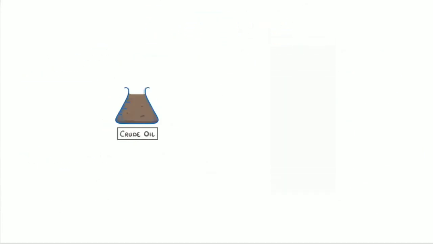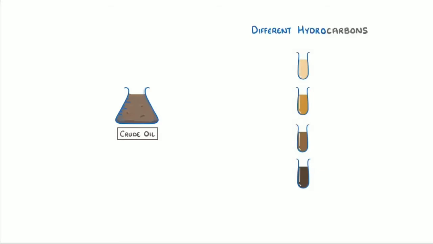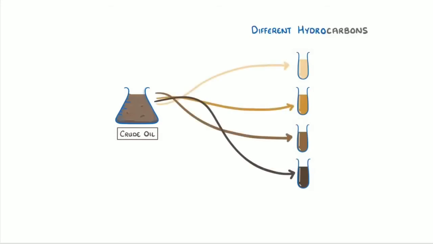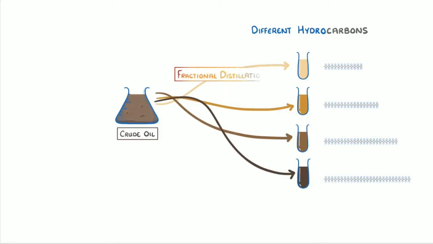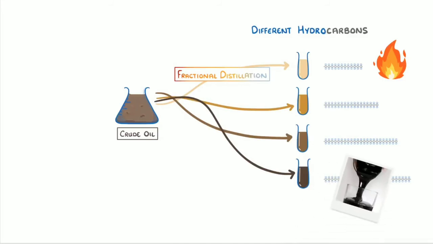...that we can think of crude oil as a mixture of lots of different hydrocarbons, and that we can separate out these different hydrocarbons by the length of their carbon chains, using a process called fractional distillation. We also saw that the shortest hydrocarbons are the most flammable, and so they make the best fuels, whereas the longer chain hydrocarbons are thick, viscous liquids, which makes them comparatively less useful.